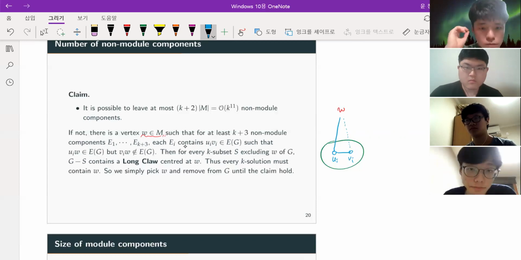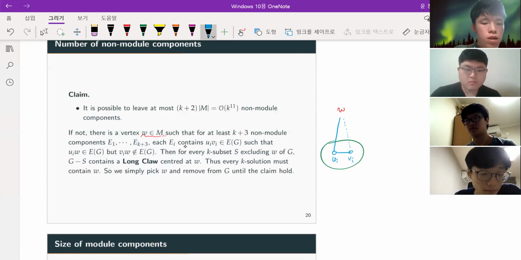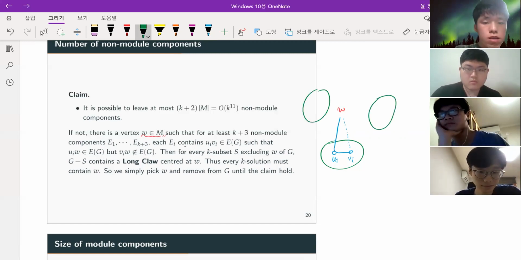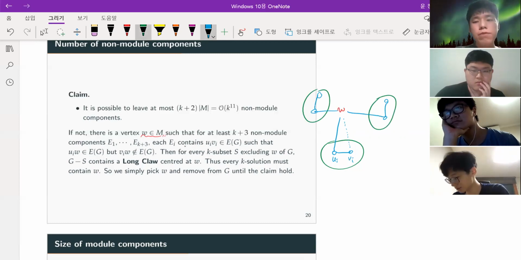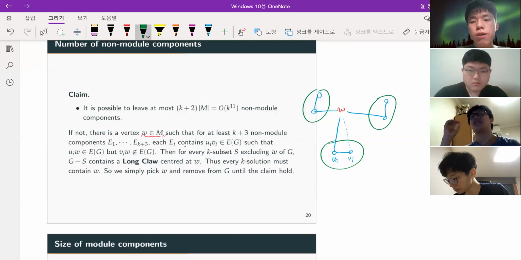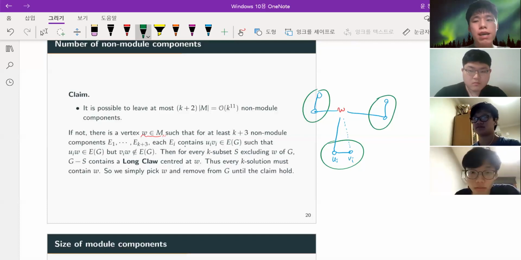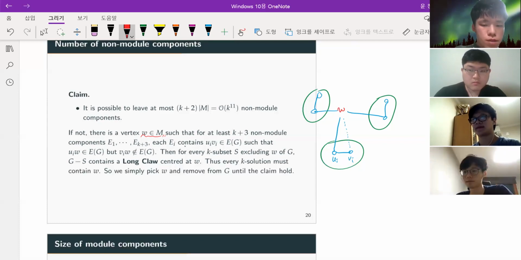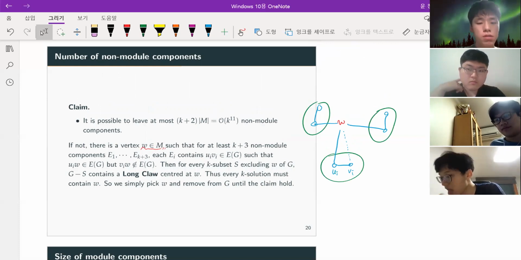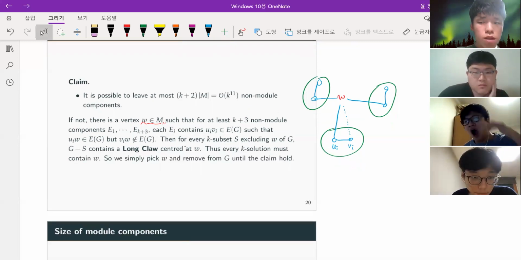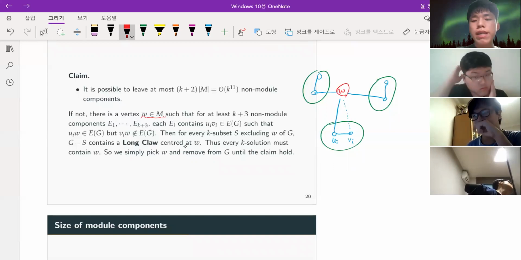So in this case, for every K subset S excluding W, there are at least 3 distinct components excluding S with such U and V. And we can easily notice that this forms a long claw, which is a forbidden induced subgraph. So excluding at most K vertices does not remove this long claw. Hence, there are at most K plus 2 times M non-module components. Otherwise, we simply include W in the answer and remove W.